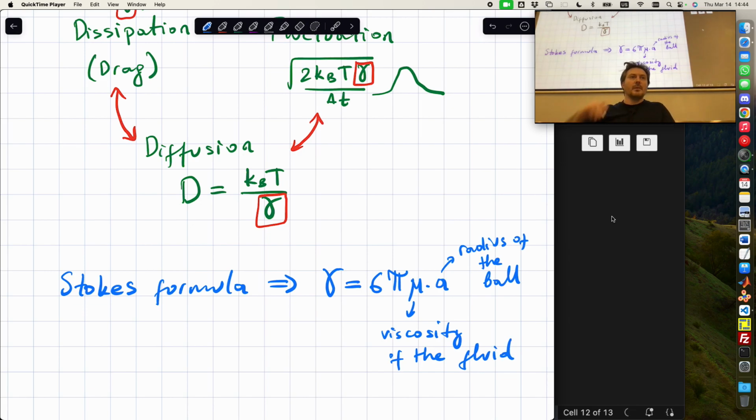But we have an ideal gas. So for an ideal gas, you have another equation for gamma. And let's not go into that. I'm skipping a couple of pages here.